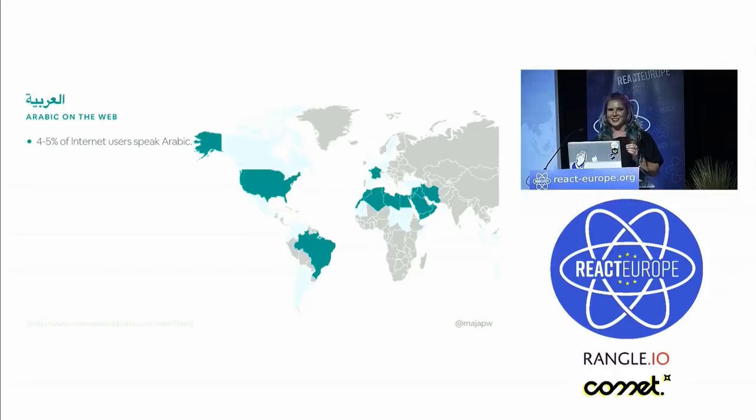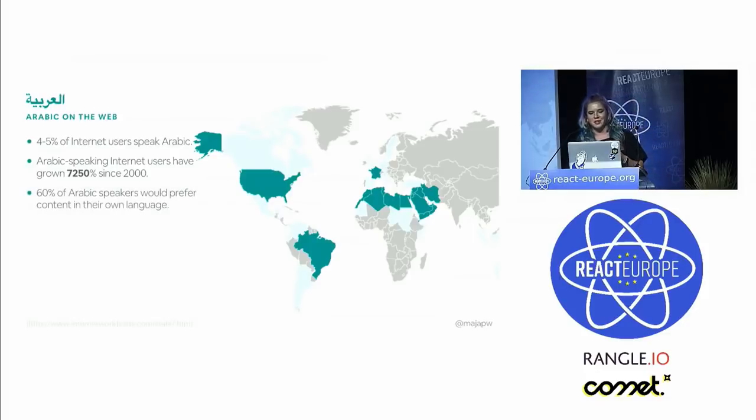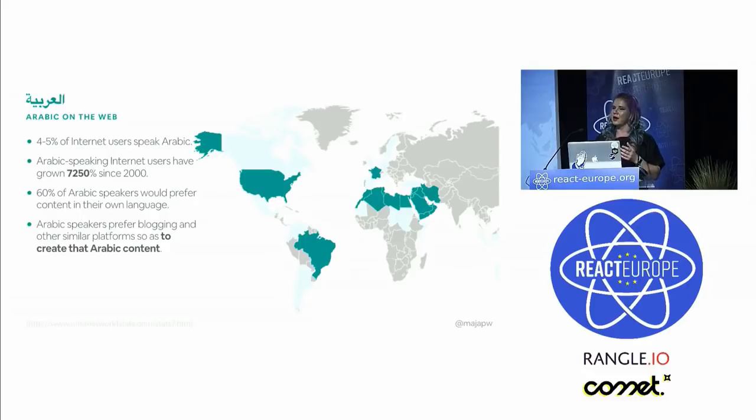And get this, English speakers have grown about 600% since 2000 on the internet. Arabic speakers have grown over 7,000%. That's huge. And what's more, 60% of these people would pretty obviously prefer to have content in their own language. So much so that when you look at statistical trends, Arabic speakers prefer blogging and other content creation platforms, and you can see that they're trying to fill that gap.